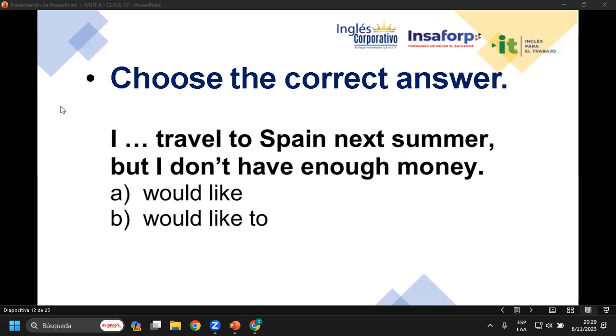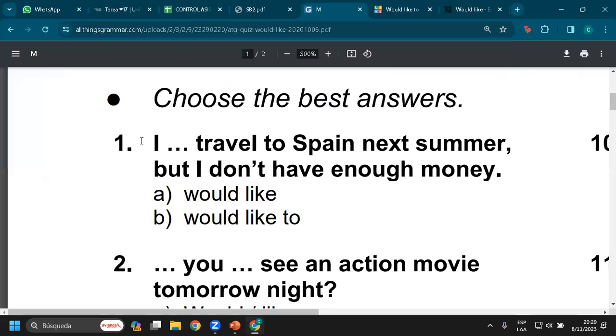Les voy a mostrar unas oraciones y ustedes van a decidir si vamos a usar would like o si vamos a usar would like to con la preposition, ¿ok? Así que be careful. Recuerden, usamos la preposition si después tenemos un verbo. Si no, no. So, look at the number one.